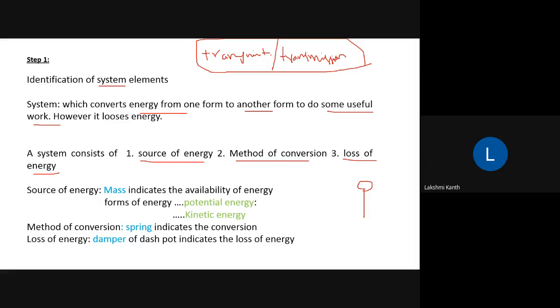If you take a natural system, for example, the human body, it receives some inputs, and those inputs have some energy, whether in chemical form or any other form. The body has some mass, and that mass has some energy; the mass itself indicates there is a source of energy. And then the method of conversion: in the human body there are some metabolisms and mechanisms to convert this energy into useful work. So there is a method of conversion.